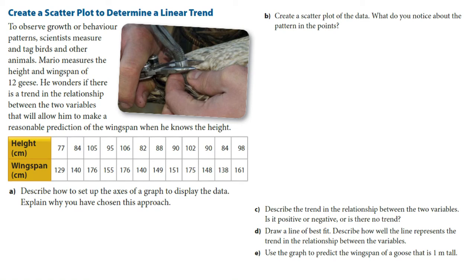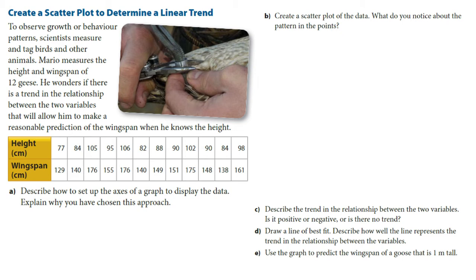Okay, so in this unit, we're going to look at linear relationships and linear trends. And linear trends are just certain patterns we see in data, and we'll learn more about them as we do some examples. So the first example is to observe the growth or behavior patterns.